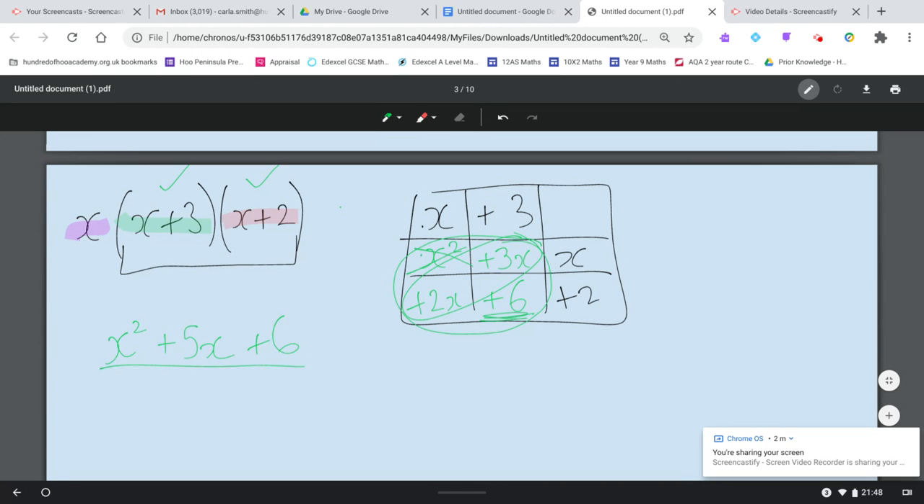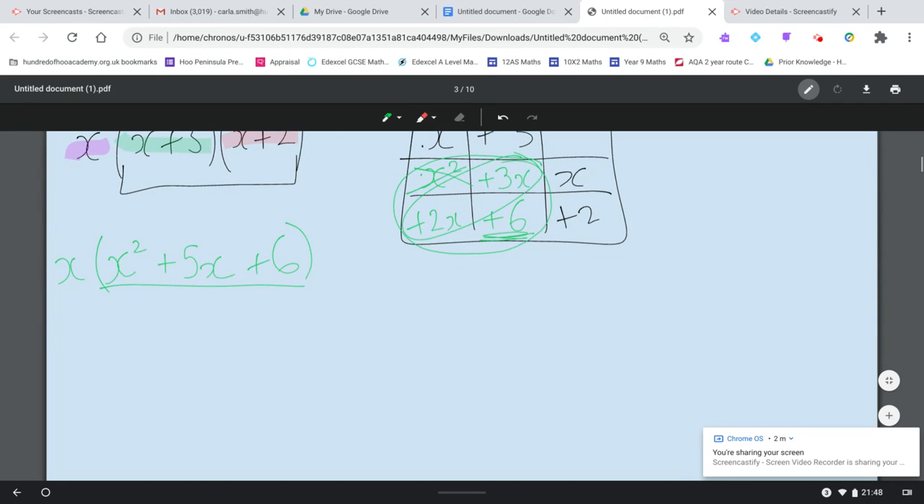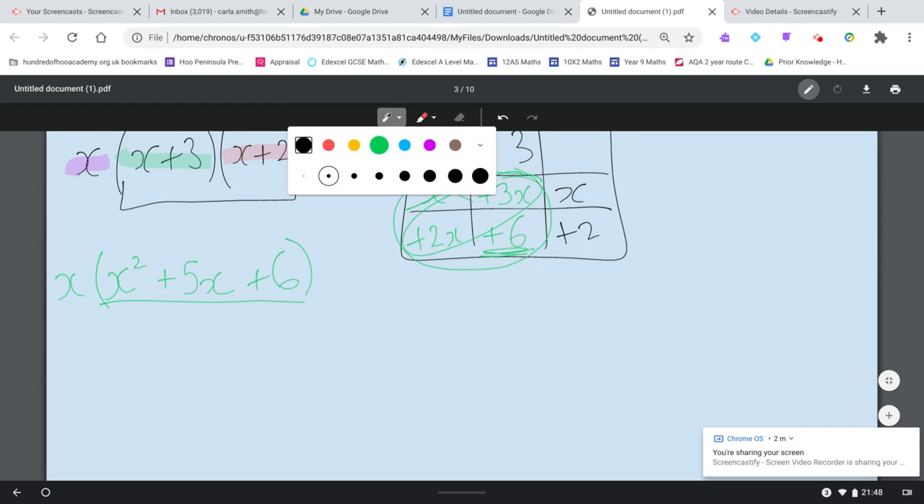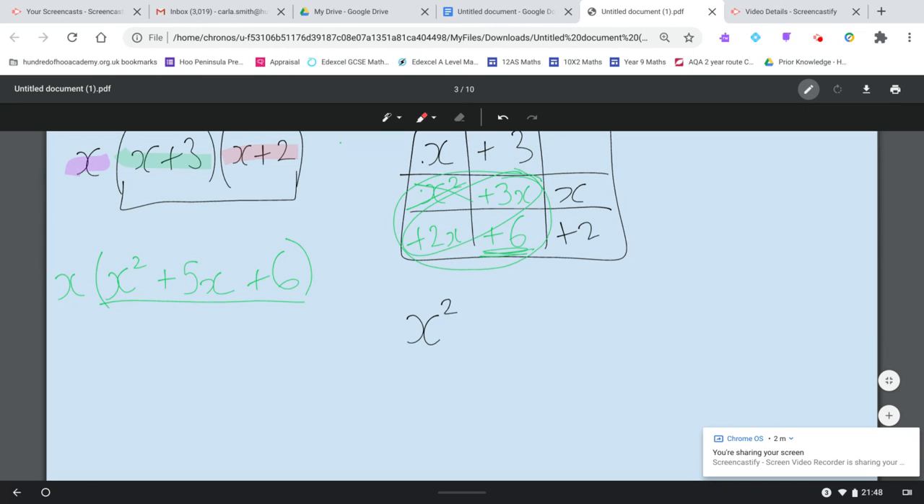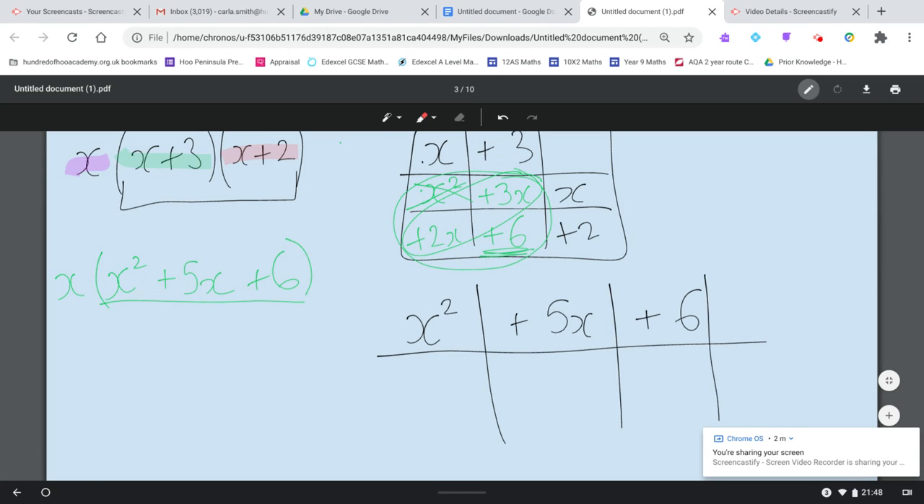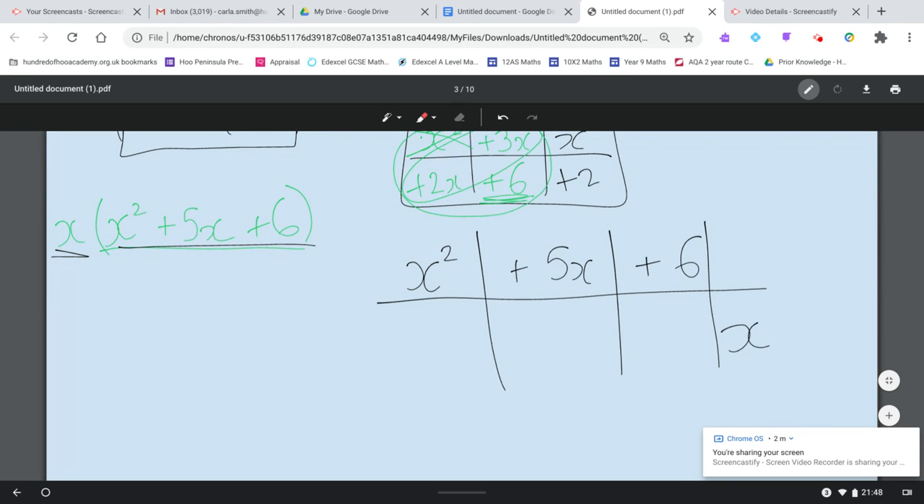Now, this x at the front means that you're going to have to do x times all of that expression. So the bit that you haven't used yet, you're going to multiply everything from your current result by the leftover bit. So we're going to do another table for this. Whatever's in the bracket goes at the top. So x squared plus 5x plus 6. So this time we've got 3 columns, which is absolutely fine. So that's your inside bracket. And then whatever's on the outside bracket goes on the side. So that's just an x at the moment. So we're going to multiply this out.